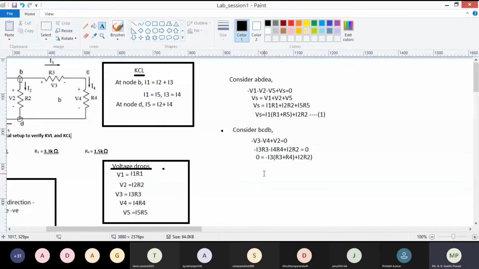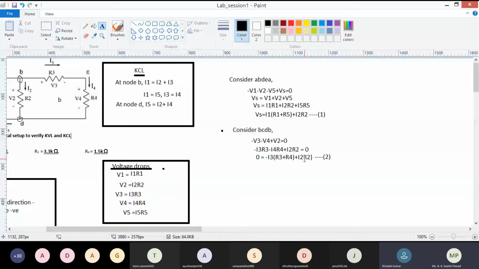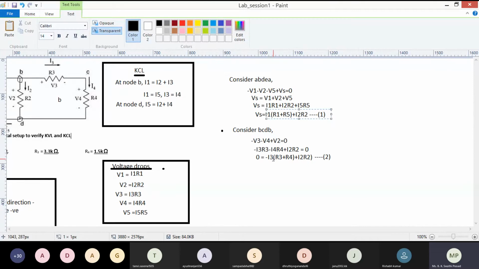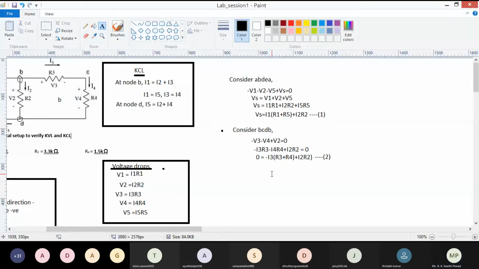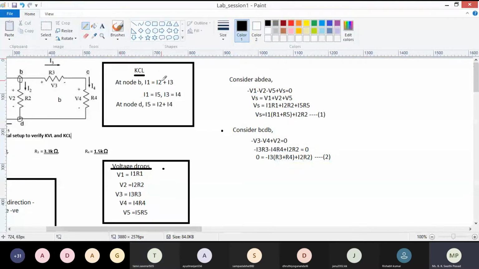Any doubts? No doubts, ma'am. But can you compare 1 and 2? No, right? Can I compare the 1 and 2 equations? No, ma'am. Because I have here I1 and here I have I3, correct? So I need to replace this I3 with I1 minus I2, from this equation. Can I replace I3? Yes, ma'am.